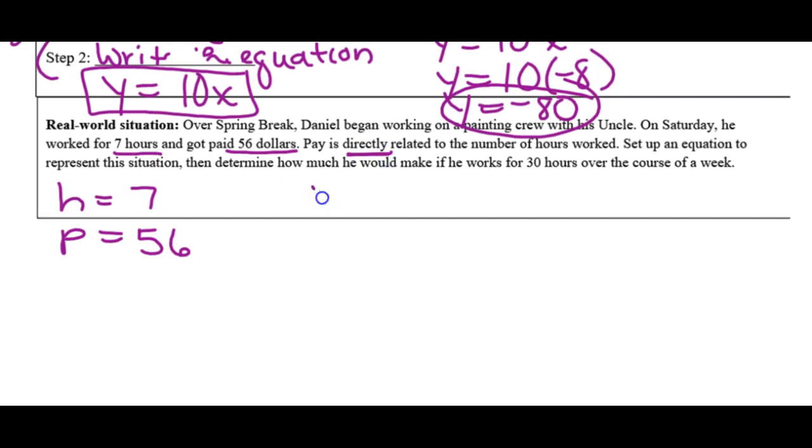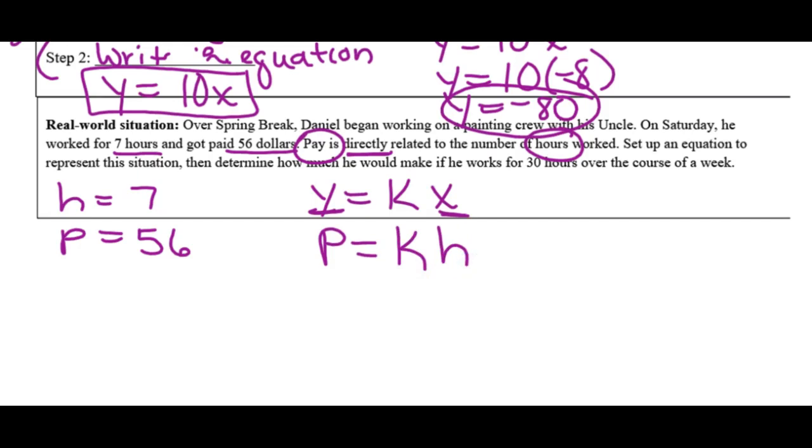So if we think of our direct variation, it's y is equal to kx. But in this case, we want to replace those variables. We want to replace y and x with these variables, pay and hours. So pay is directly related to the hours worked. So that is the formula we're going to use for our problem. Now it says to set up an equation. So this is our equation, but we need to know what k is.